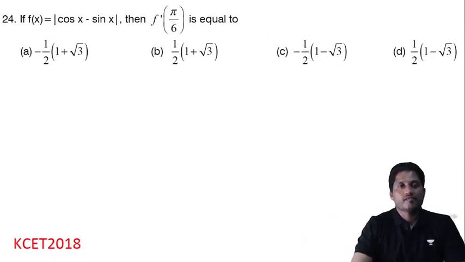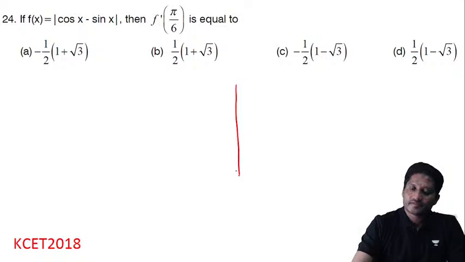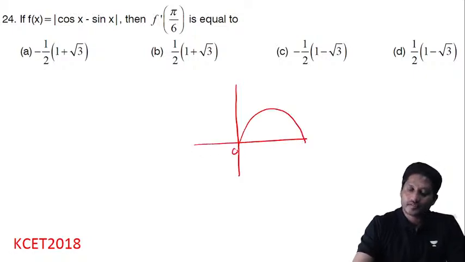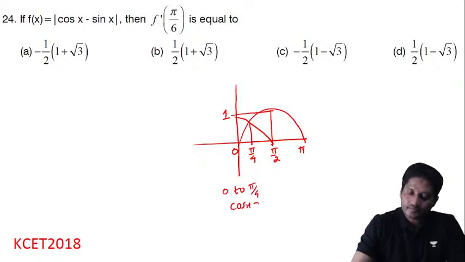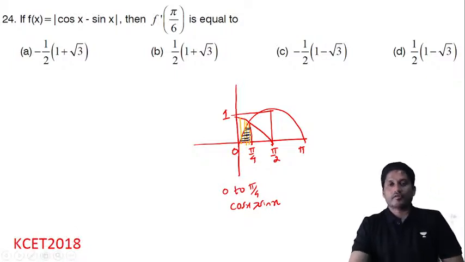Let's move to the next question. See, this is the sine graph, right? 0 to pi. Sine graph, maximum value is 1. This is pi by 2, and cos 0 is 1. At 45, from 0 to 45, cos x is more than sin x. Obviously, this is full cos, right? So from 0 to 45, cos is more than sin.